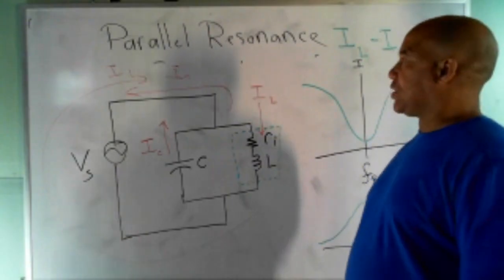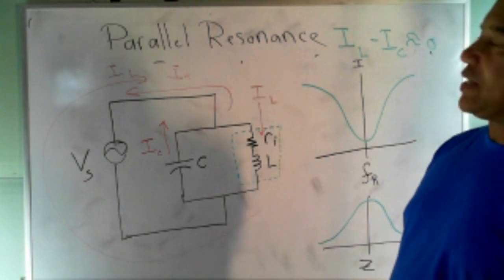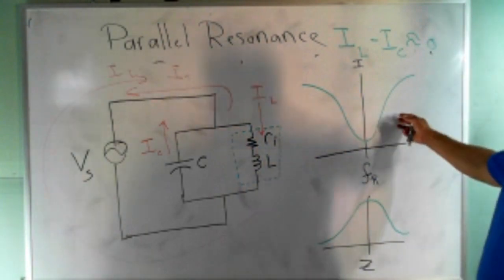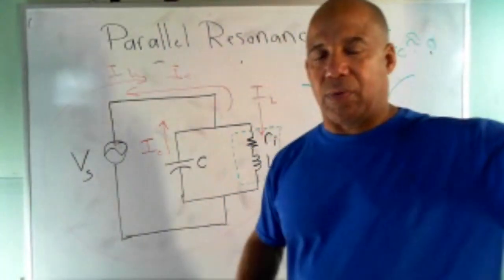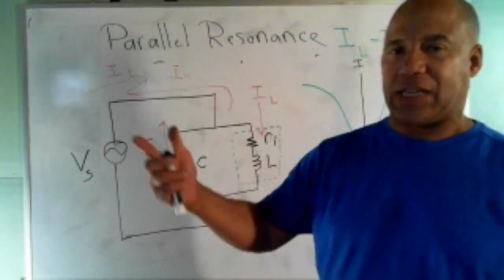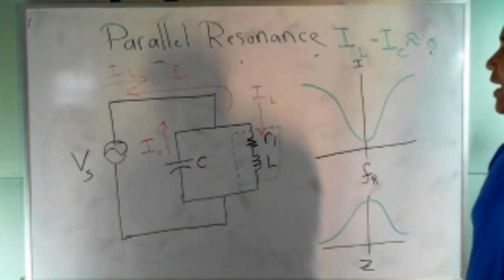So just kind of realize there's this thing called parallel resonance, and that is kind of the opposite of series resonance. One has maximum current, one has minimum current, one has minimum impedance, one has maximum impedance. And that's really kind of all you got to know for what we're going to do in this class.